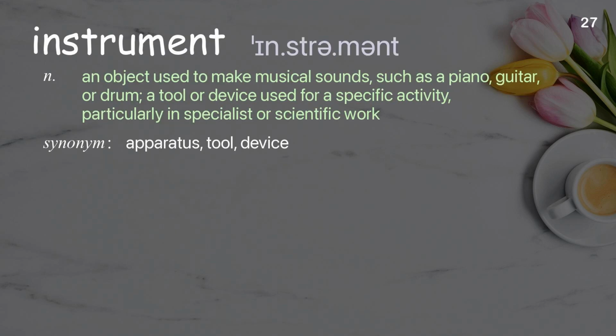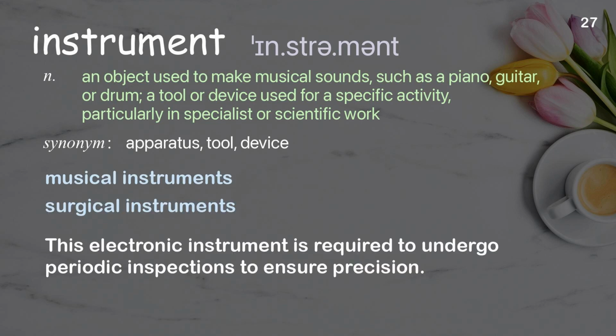Instrument. An object used to make musical sounds, such as a piano, guitar, or drum, a tool or device used for a specific activity, particularly in specialist or scientific work. Examples: Musical instruments. Surgical instruments. This electronic instrument is required to undergo periodic inspections to ensure precision.